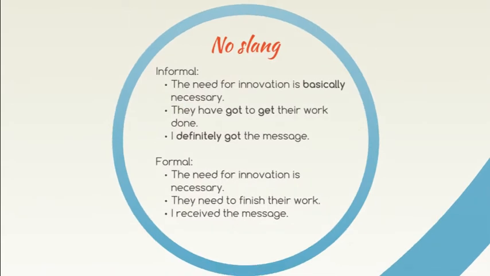Now, we come to slang. It is very easy to find yourself falling into the trap of using slang because they are words that we use every single day. The problem is, we are not formal every single day, and so we need to get in the habit of avoiding slang. Here are some informal examples. The need for innovation is basically necessary. They have got to get their work done. I definitely got the message. Here would be a more formal way of saying these 3 sentences. The need for innovation is necessary. They need to finish their work. I received the message.